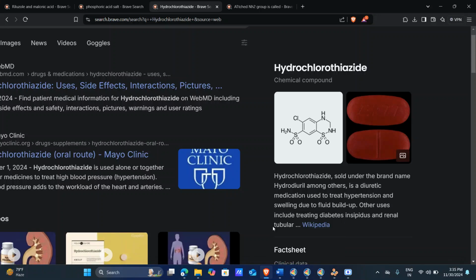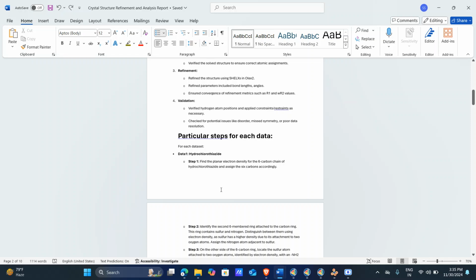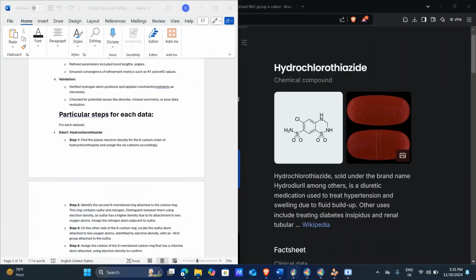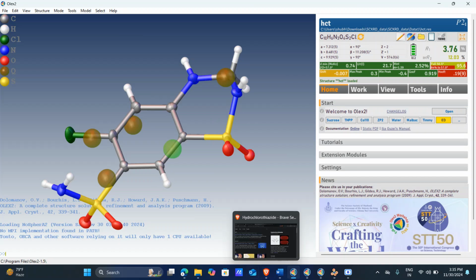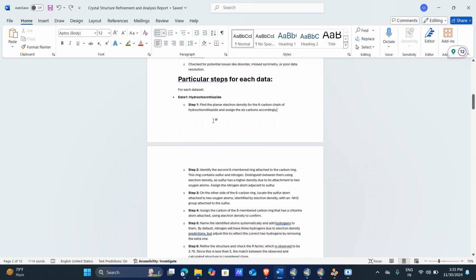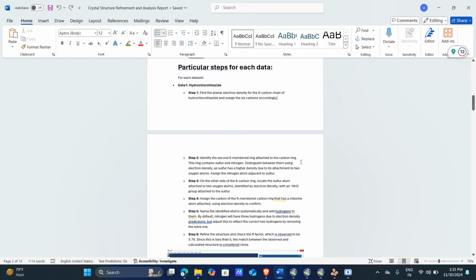Some general instructions are like, first we have to find the planar structure diagram. For the first data set, find the planar electron density for the 6 carbon ring of hydrochlorothiazide and assign the 6 carbons accordingly. Identify the 6 carbon ring attached to the carbon ring. This ring contains sulfur and nitrogen. Distinguish between them using the electron density, as sulfur has higher electron density than the oxygen atom.